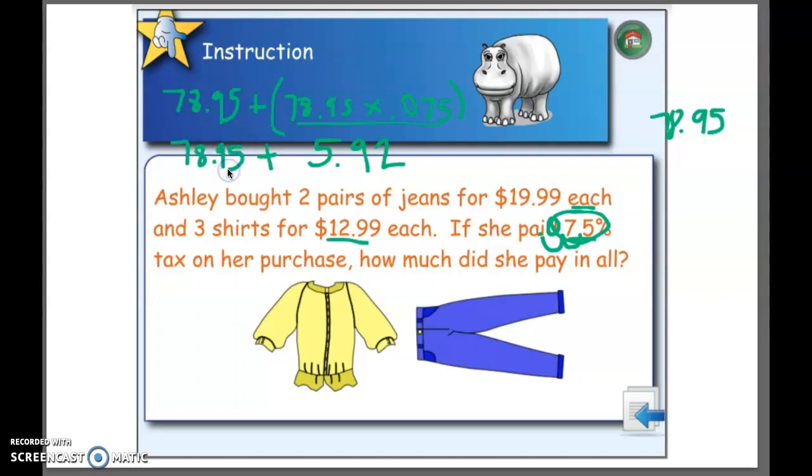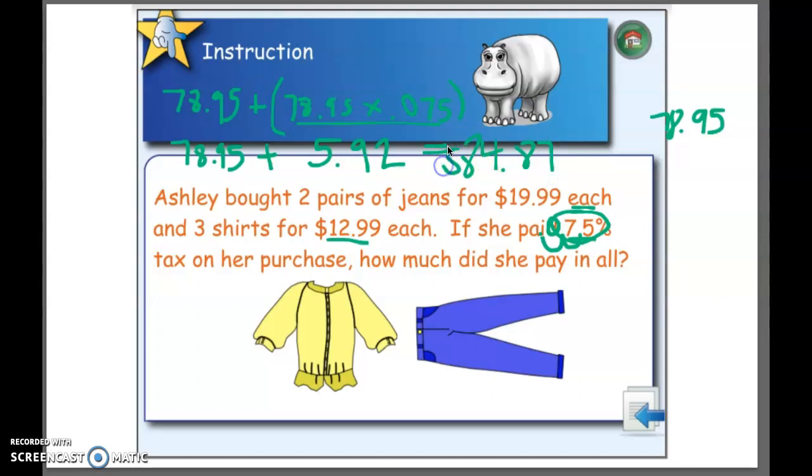And when you add $78.95 plus $5.92, you get $84.87. And that is your total.